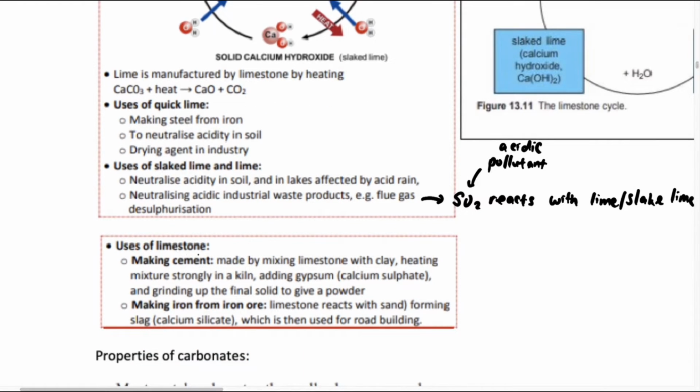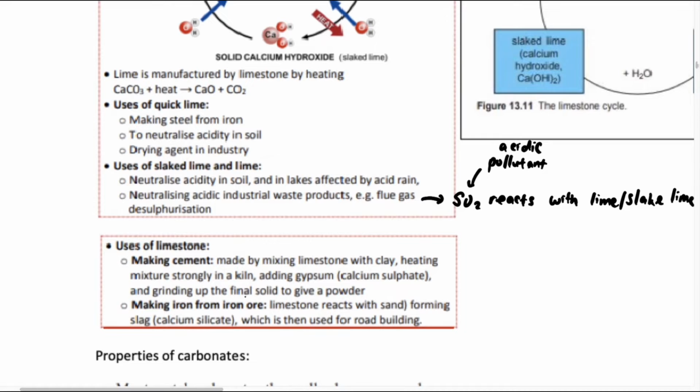Uses of limestone, making cement. Made by mixing limestone with clay, heating the mixture strongly in a kiln, adding gypsum like calcium sulfate, and grinding up the final solid to give a powder. Okay, so just roughly, no need to know too much on that.